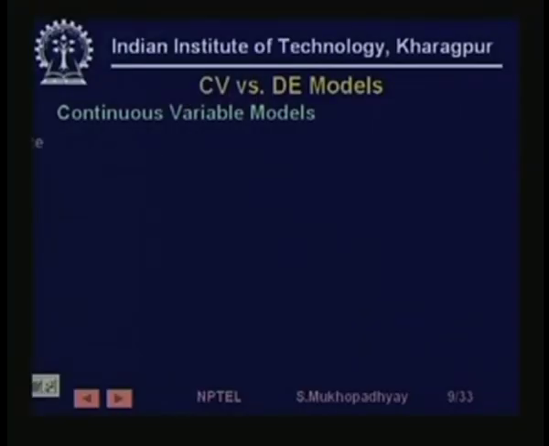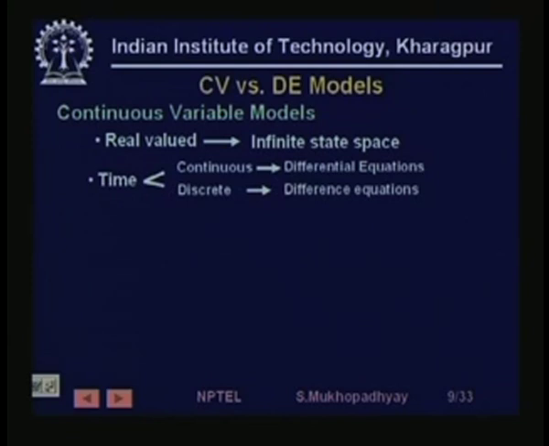If you look at continuous variable models, there the signals are real valued. Actually you have an infinite number of possibilities of values, and time is sometimes continuous, sometimes discrete. So when we have continuous time models, then we have time continuously varying. But for all practical implementations, especially using computers, we must discretize time. That is, we must consider values only at certain instants of time.